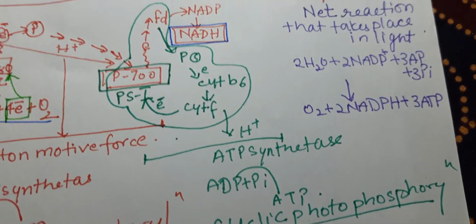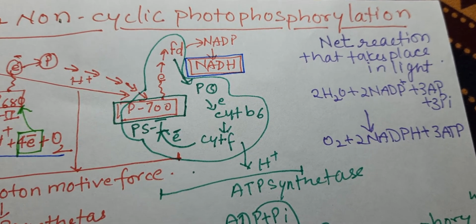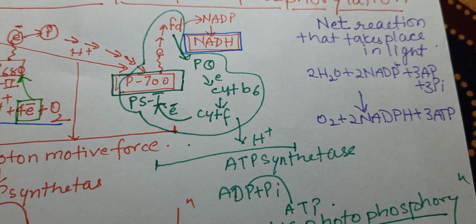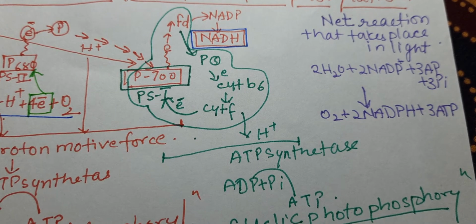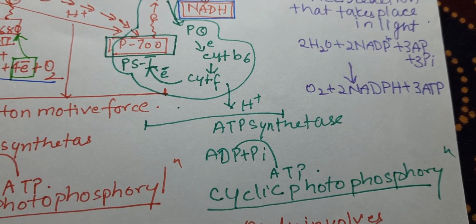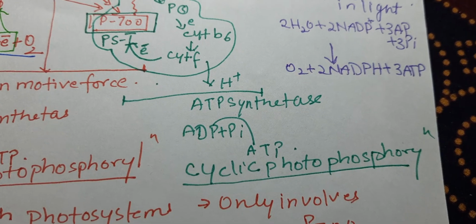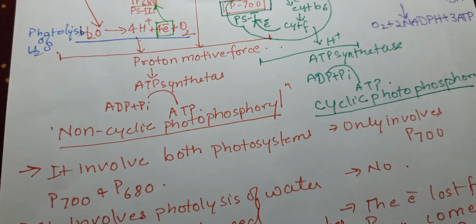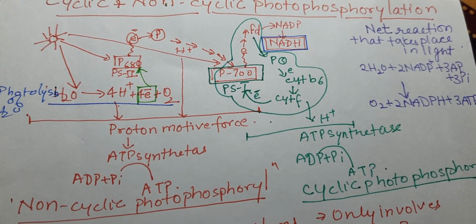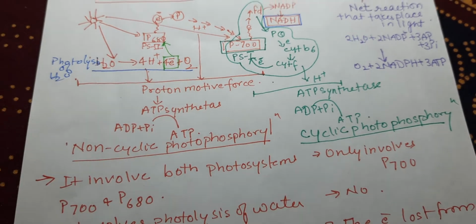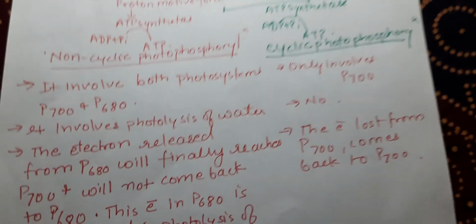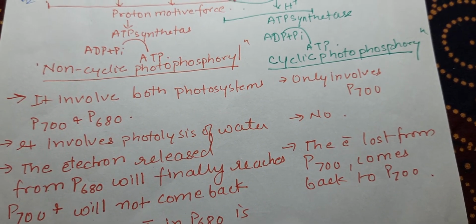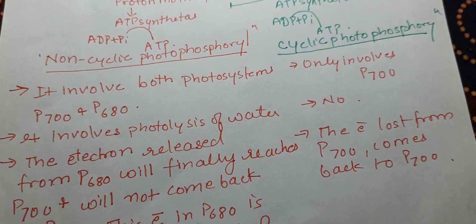Whereas during this cyclic event, where the electron comes back to P700, again because of the same hydrogen ion movement in the lumen, ATP synthase drives the synthesis of ATP from ADP. Okay, so ATP is synthesized in two different ways, cyclic and non-cyclic, and respectively they are known as cyclic and non-cyclic photophosphorylation.